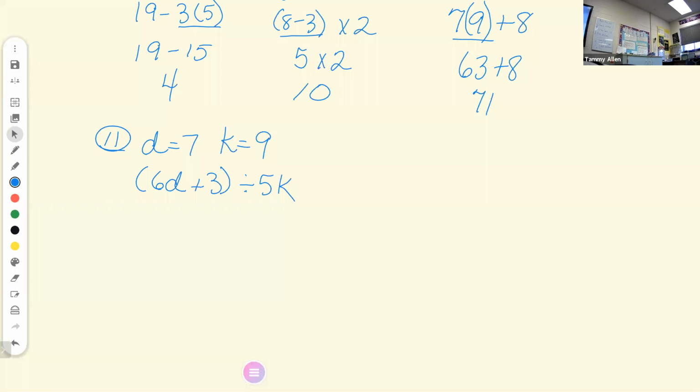Okay? Our next step is to fill in for D and K. D is 7, so we put that in parentheses. K is 9, so we put that in parentheses. Because we wanted to indicate multiplication. Audra. Oops, I sure did. I said 7 and wrote 9, didn't I? Thank you.